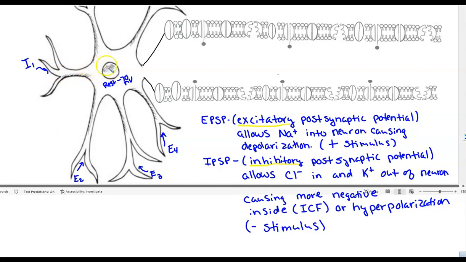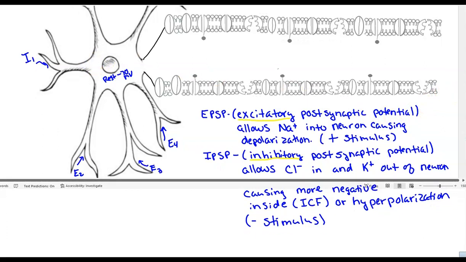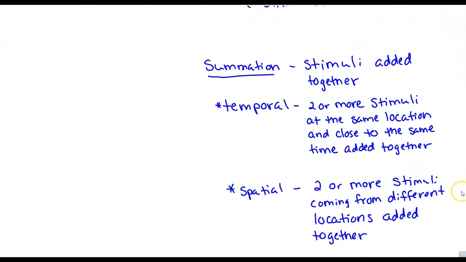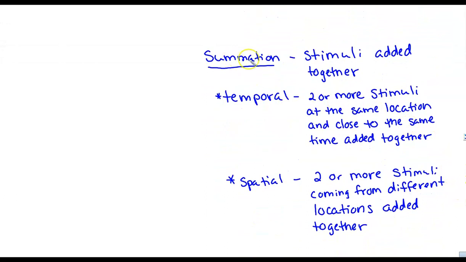So that leads to our next couple of vocabulary words. And so I'm going to scoot down. If you want to pause the video here, it leads to what we call summation. So here in the soma, those stimulus will get summed. So pause the video, write these two words down, and then I'm going to come back and I'm going to be writing something right here.